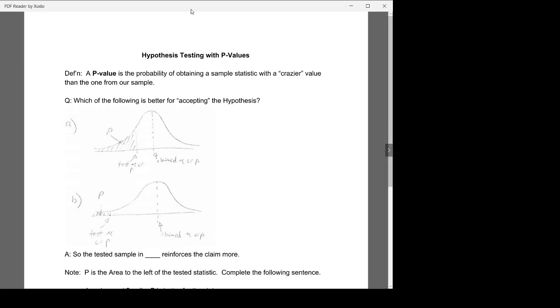In this lesson, we'll look at hypothesis testing with p-values. Now, it might seem a little complicated what we do here. I'll try to simplify it and break it down as much as possible, and it's really not that bad, but sometimes when you first hear it, it seems complicated.